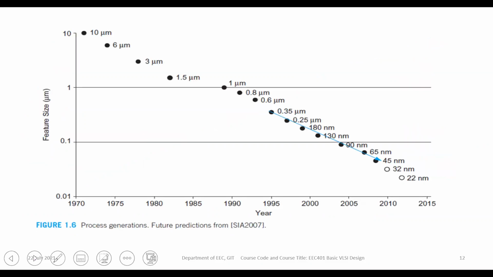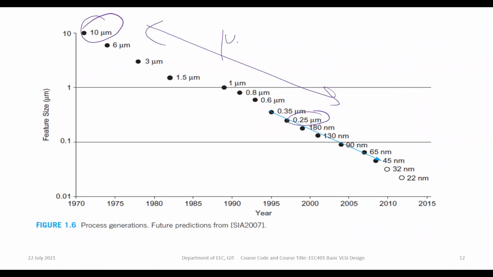And how much can we reduce the transistor size? We started from 10 micron to 0.25 micron. Up to this point, people used what is called micron technology. But from 0.25 micron, that means 250 nanometers, and then 180 nanometers, from this one onwards we have 180 nanometer technology. Nowadays people are using 22 nanometer technology.